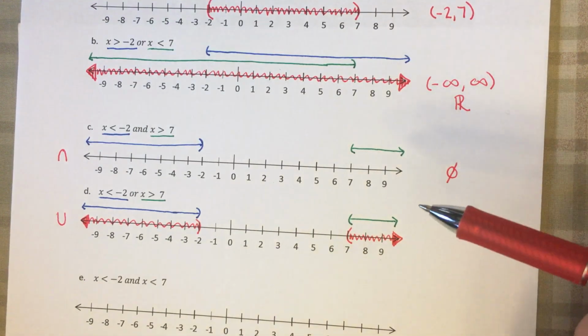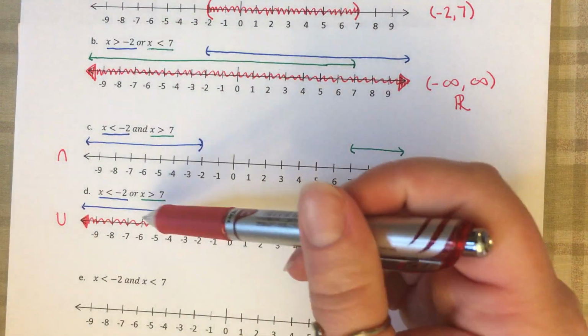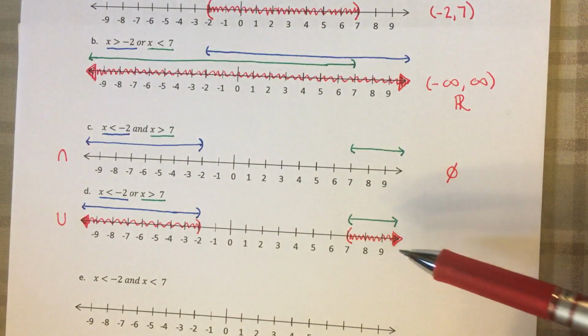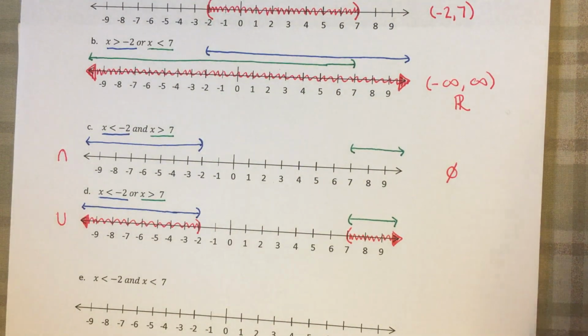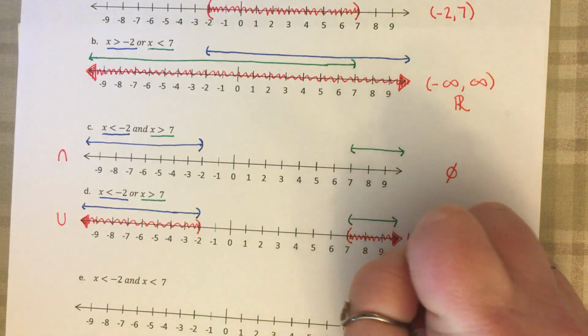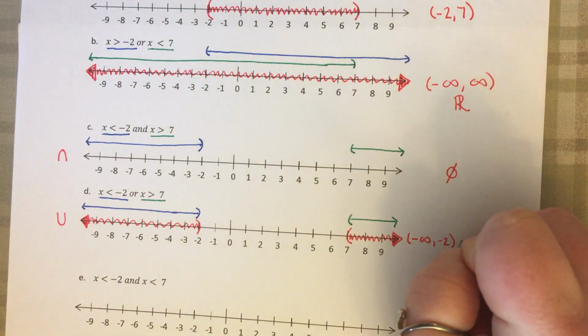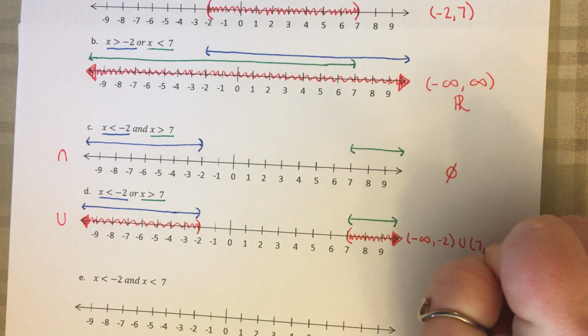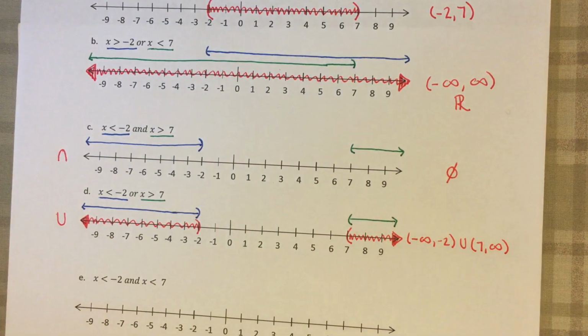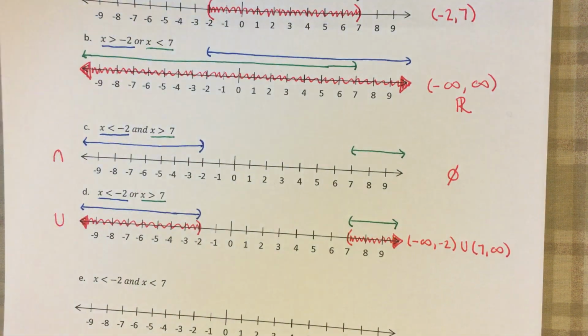Notice that we've been mentioning intersection and union. In this case, since we have two different pieces of our interval, we're actually going to use our union symbol in between them as well. So we're going to say -infinity to -2, which is our piece of our interval on the left, union 7 to positive infinity. So we don't overlap at all. Their intersection is empty, but we do have a union. We can write our final answer as a union here.